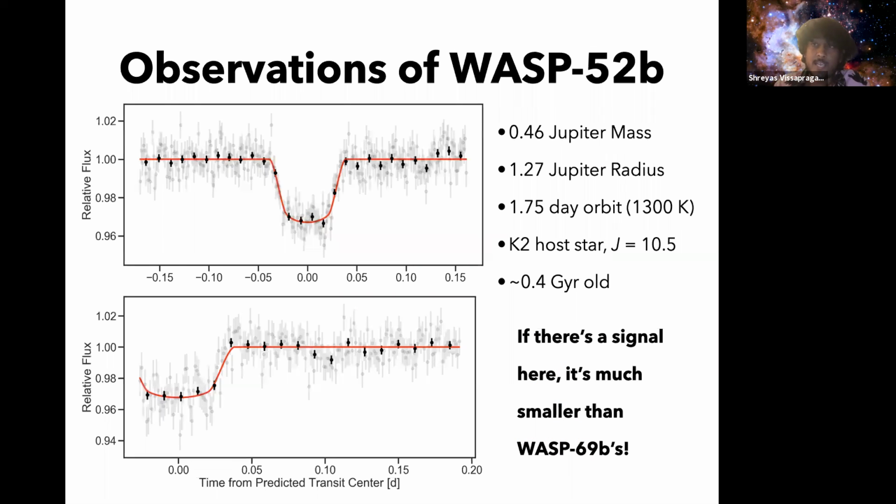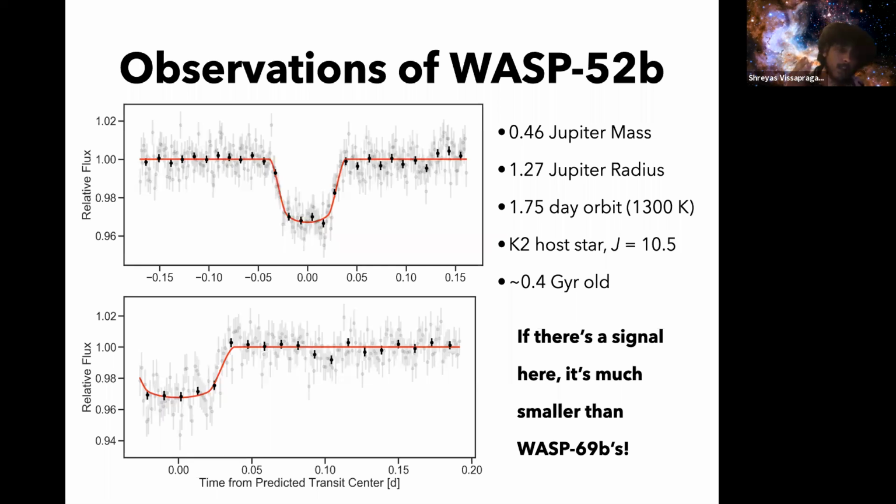We then took this technique and extended it to other planets. So we turned to WASP-52b, which is a low density planet orbiting a K2 host star with a J magnitude of 10.5, which is beyond what some near-infrared spectrographs can do.